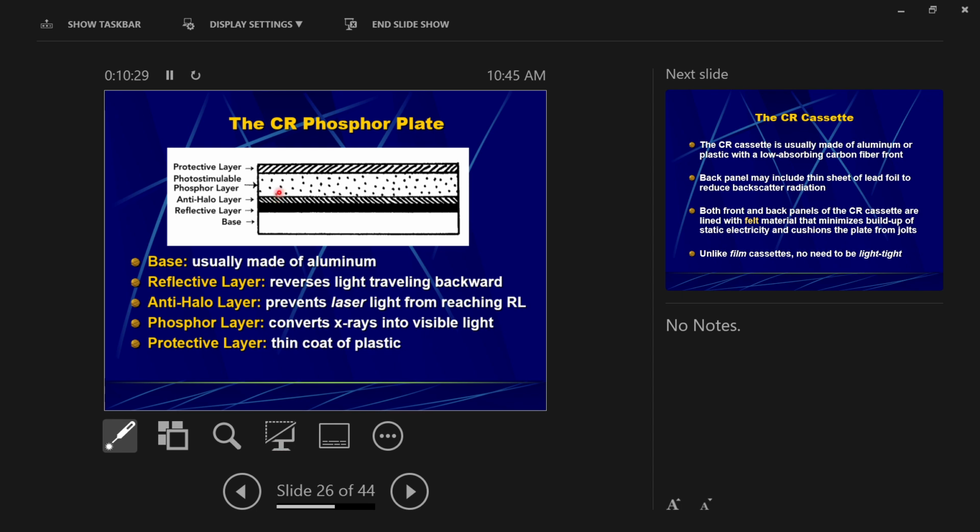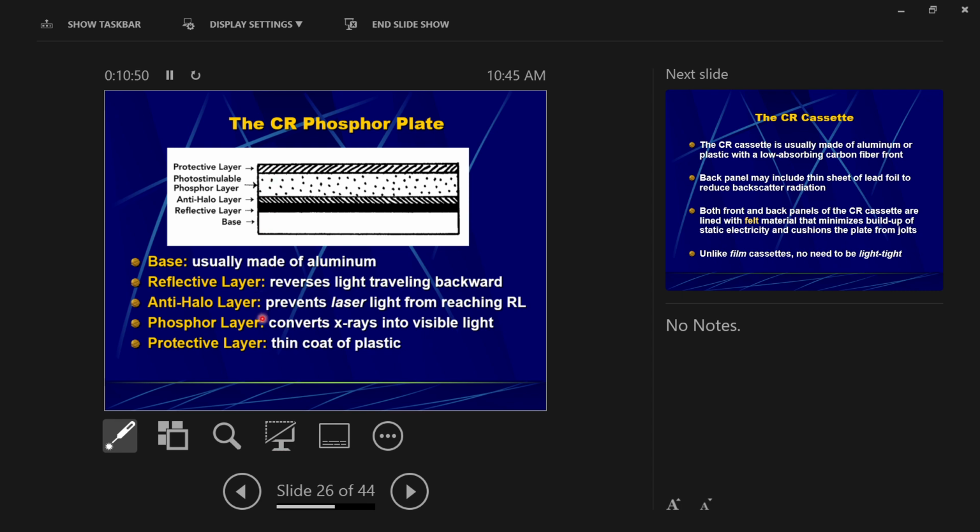But most importantly is this layer that my laser pointer is hovering on right now, called the photostimulable phosphor layer. This is the functional part of the cassette. This is the part that's doing the work, okay? And above that is a protective layer, okay? So we need to work to understand the photostimulable phosphor layer, the actual phosphor portion.